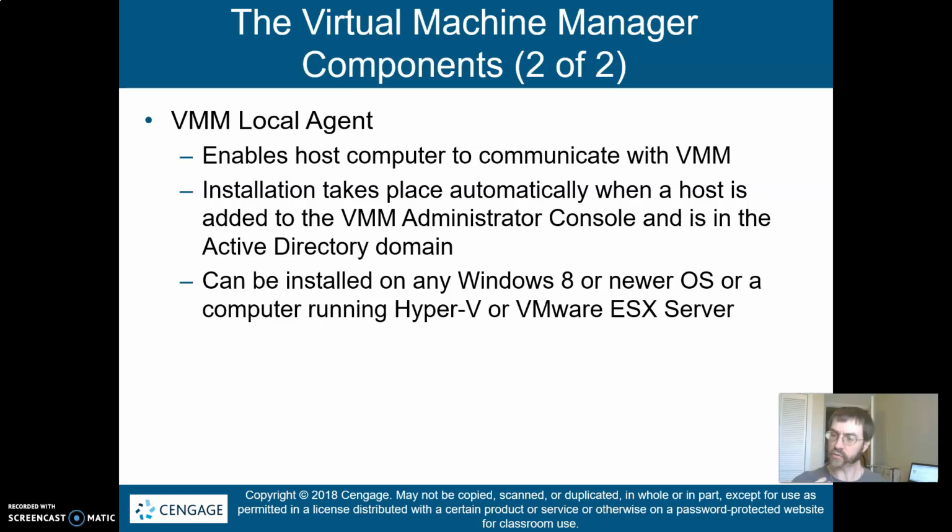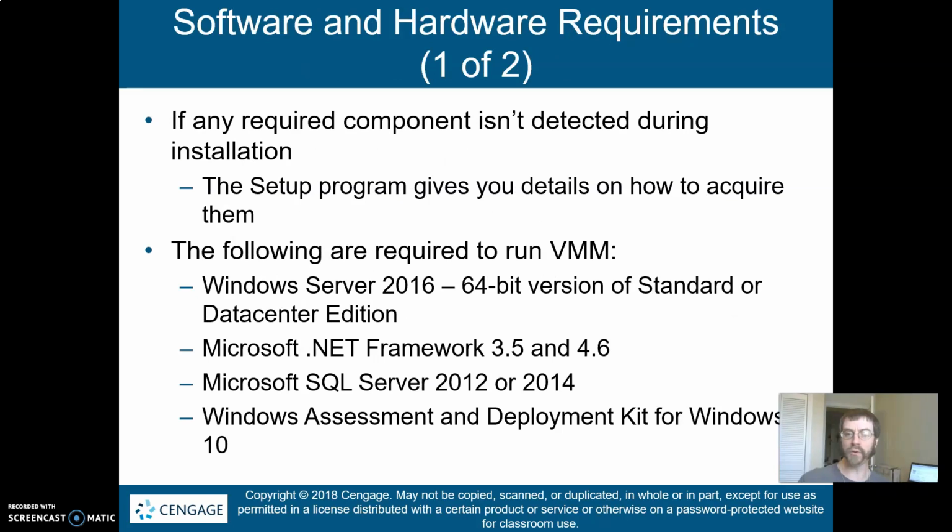So, in terms of software and hardware requirements, if there's a missing component, the installation will not finish. The setup program will tell you what you need to know. There are some certain things you need. You need either a standard or datacenter version of Server 2016. Server 2012 will not do it. You do need both the 3.5 and the 4.6 .NET Framework. The good news about getting the 3.5 framework on a Windows server is you can just add it as a feature, whether you're adding it to Hyper-V or whenever.